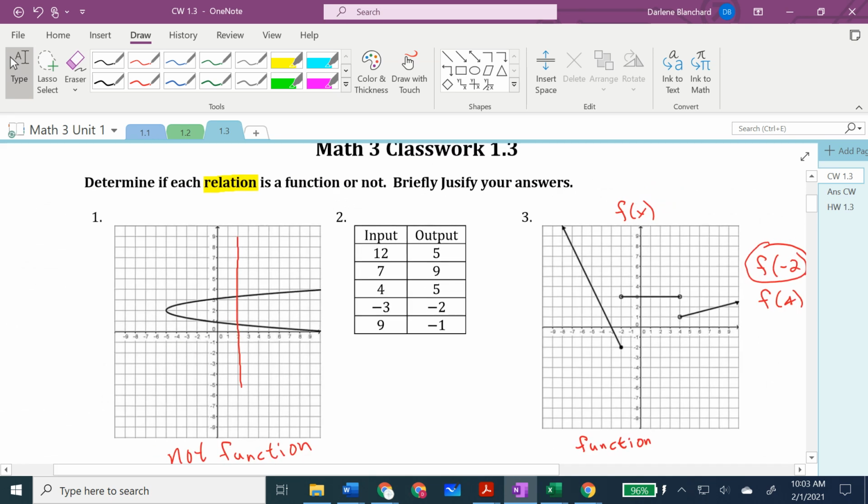For a table of values, that's actually easier. Look in your input column. Do you have anything repeated? Are any of these inputs repeated? Then if none of them are repeated, then that means for each one input, you're only getting one answer out. Now, what would it look like if it was not a function?